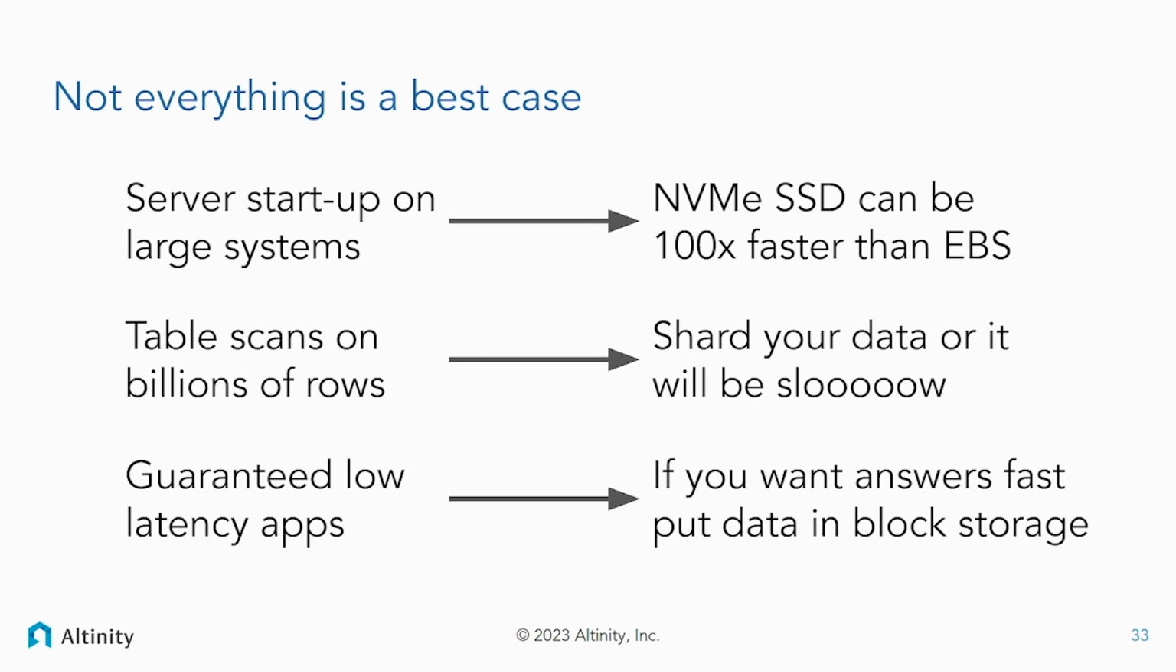Here's another one: table scans of billions of rows. If you're going to EBS, going to object storage, there are bandwidth limitations per host, and so you need to shard your data. And this is something that these performance tests don't really show. That's basically the equivalent, and all data warehouses do this well, of adding more spindles.